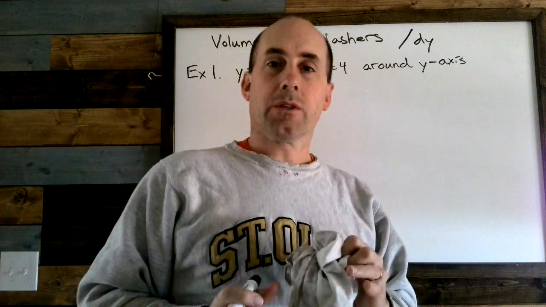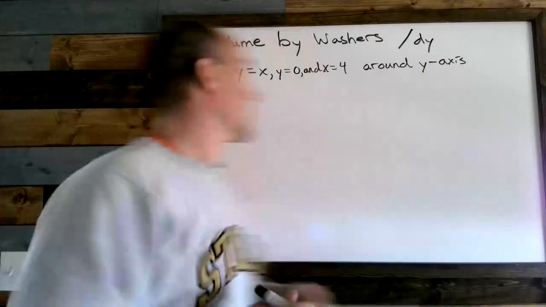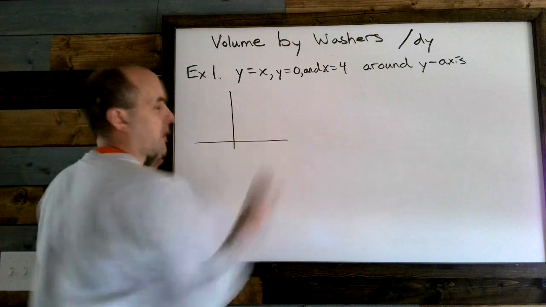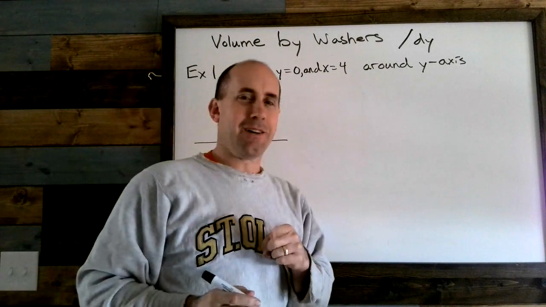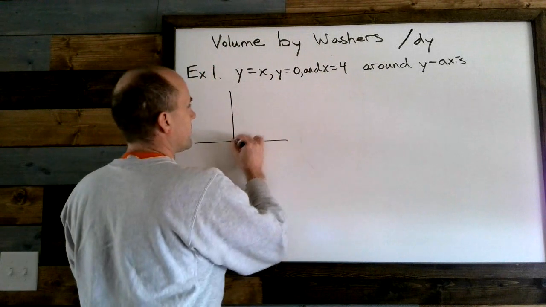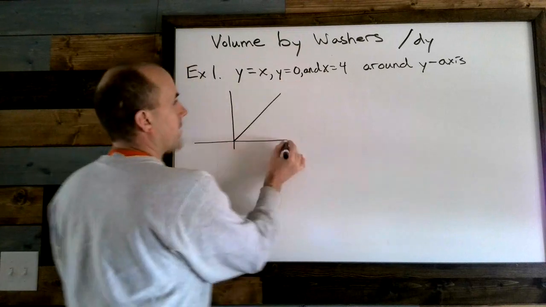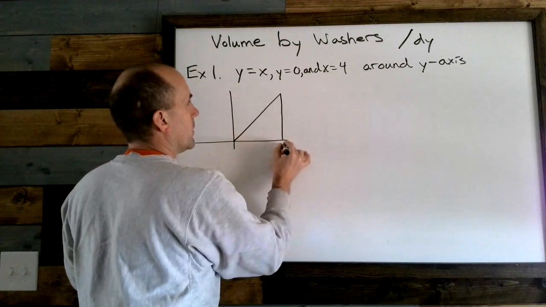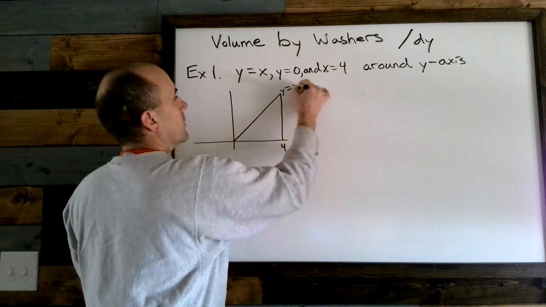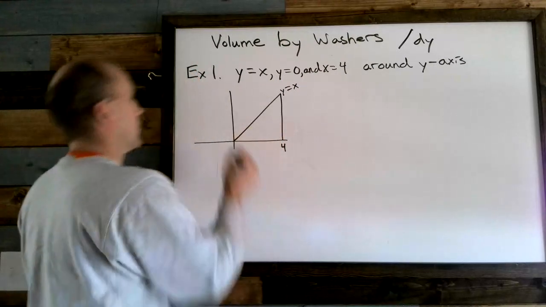So we're going to look at a similar type of example, but we're going to rotate it around the y-axis as opposed to the x-axis. So if we consider this graph, I came up with some easier equations this time compared to last time. So we have y equals x, y equals 0, that's going to be the x-axis, and then x is equal to 4, excuse me. And we're going to revolve that around the y-axis.